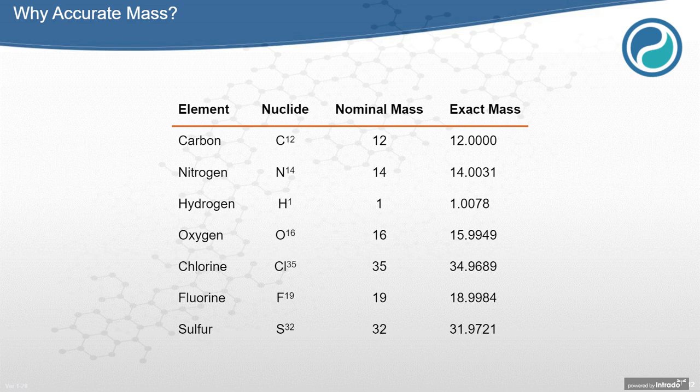And you look at nitrogen and hydrogen, their exact mass is slightly higher than the nominal mass. And you look at oxygen, chlorine, fluorine, and sulfur, and their exact mass is slightly lower than the nominal mass. So we call nitrogen and hydrogen mass sufficient, and oxygen, chlorine, fluorine, and sulfur mass deficient. So this actually is important going forward. This is how we're able to differentiate between our compound of interest and the biological matrices.